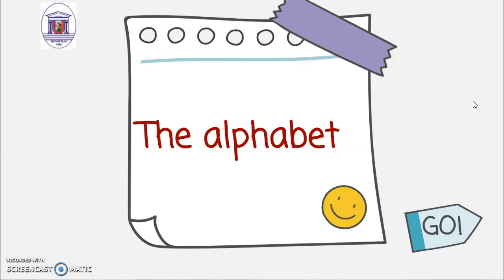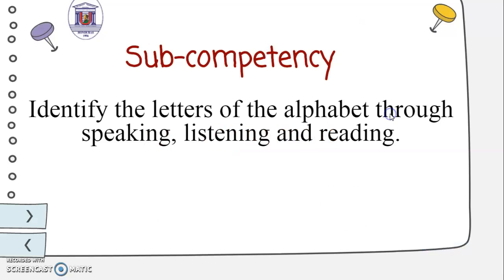Let's start. If you can see here, the lesson for today is the alphabet. Repeat with me. The alphabet. Let's continue. Our competency for today's class is to identify the letters of the alphabet through speaking, listening, and reading.